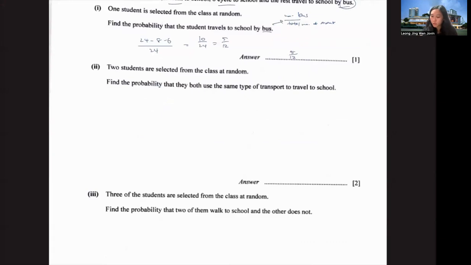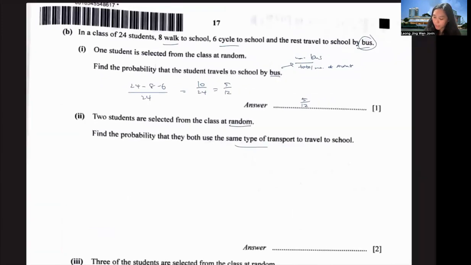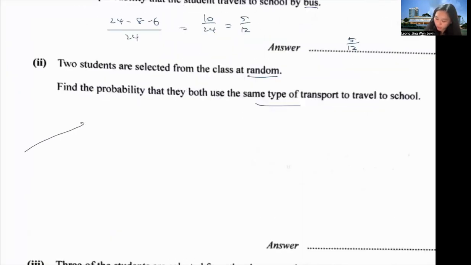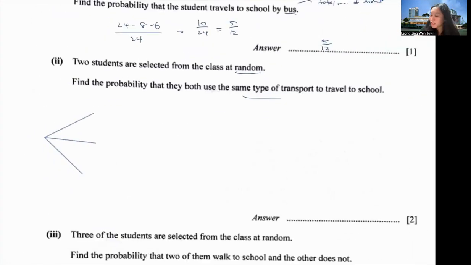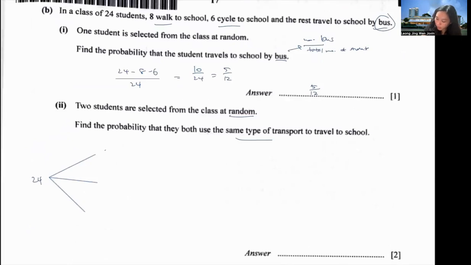Okay, next, 2 students are selected from the class at random. Find the probability that they both use the same type of transport to travel to school. This is a very common question. How do I even approach this? Maybe I can start by drawing something. I can't visualize anything. I'm a visual learner, so I need to draw everything up. So I know that total, I have 24 students. Okay, total is 24. I know that 8 walk to school, I know that 6 cycle, and I know that how many is left?